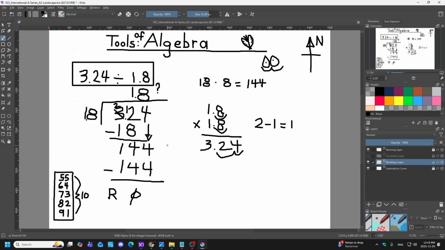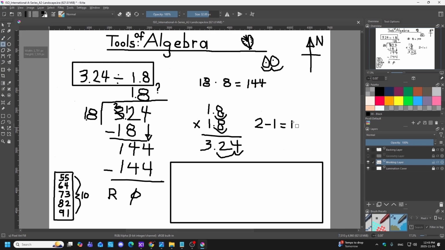So, to finish our problem, how do we write this out? I'll just go like this, and I'm going to write it somewhat like this. I prefer to write it in fractional form, 3.24 divided by 1.8 equals 1.8.